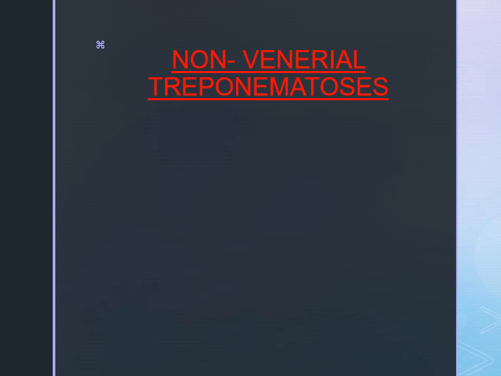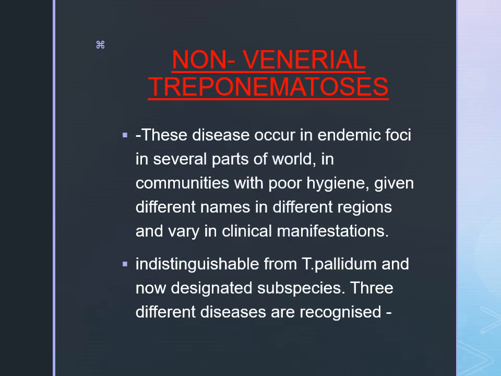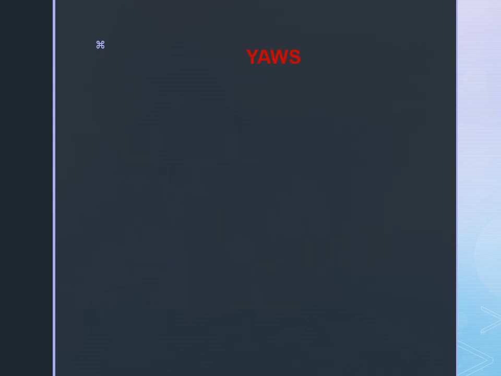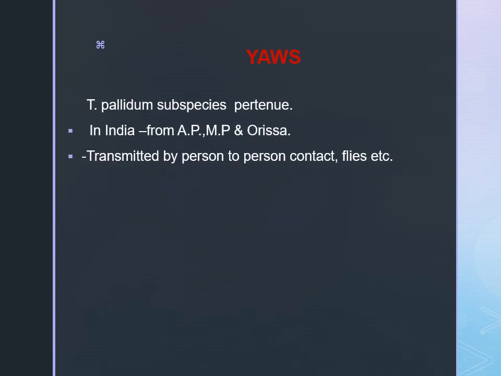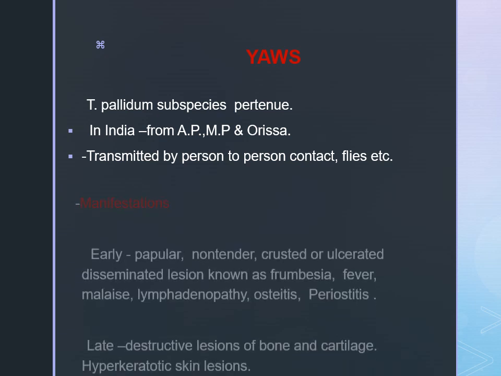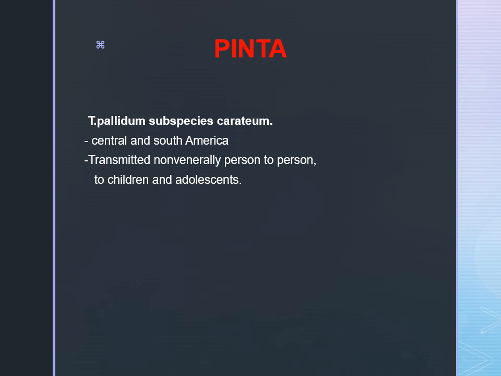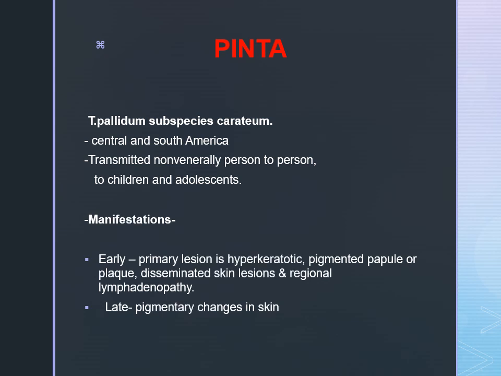Now there are certain treponemes which are not transmitted sexually, सेक्शुअली ट्रांसमिट नहीं हो रहे. So there is Treponema pallidum subspecies endemicum, and they are also presenting with mucus patches and cutaneous lesions. Then yaws is there, that is Treponema pallidum subspecies pertenue, and certain cases being noted in Andhra Pradesh, Madhya Pradesh. So these are being transmitted from person to person or by flies. Then there is Pinta, that is being caused by subspecies carateum, seen in Central and South America, and the patient is presented with hyperkeratotic and pigmented papules.